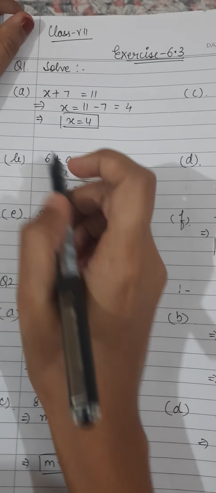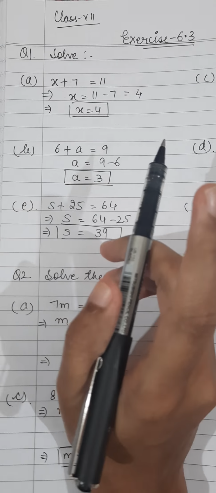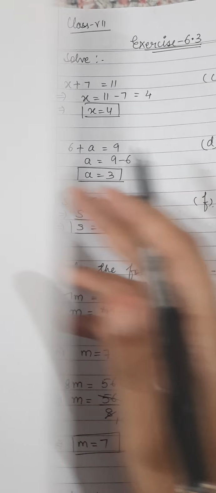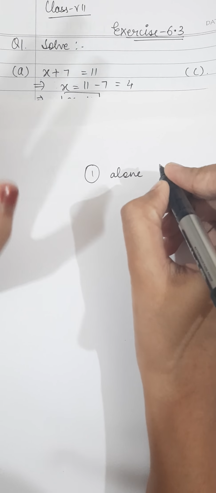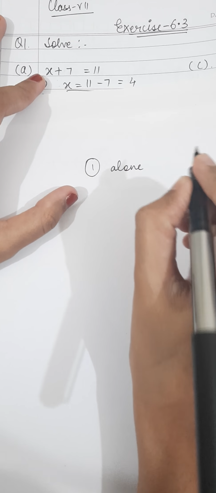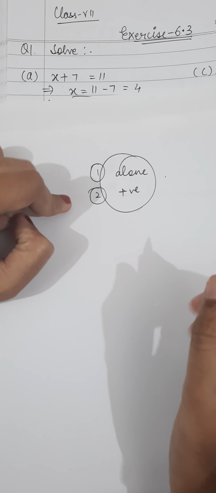So first of all, how to solve these questions? When we have to solve the variables, the first thing is, see, you have to take two things together. The first thing is that it has to be alone at one side. If it is to the left side, then it has to be alone at the left side, and the second thing is it has to be positive. So these two things we are going to take.